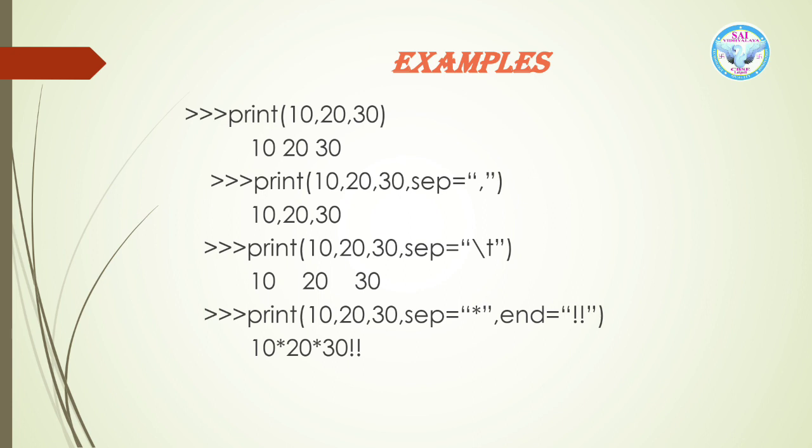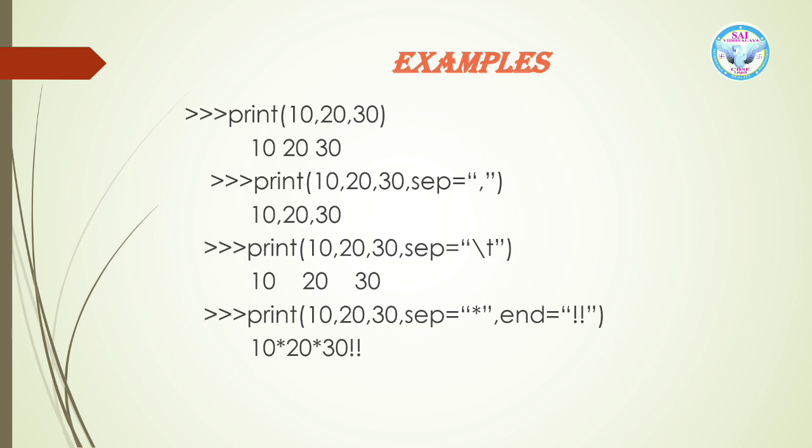In the third statement, you can see 10, 20, 30, sep is equal to backslash t. Backslash t means a tab. On the computer keyboard, you would have noticed the tab key. If you press the tab key, about 5 spaces will be left. So in between these three values, 10, 20, 30, 5 spaces will be left over. That is why we have used backslash t.